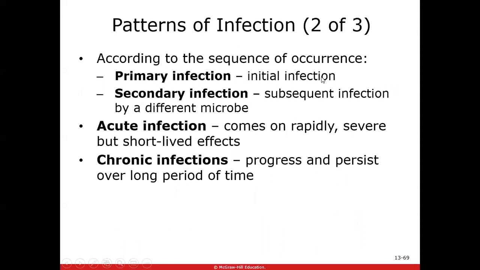So according to the sequence of occurrence, the pattern of infection can be identified. Primary infection is the initial infection. This is what first started it all. Secondary infection is a subsequent infection by a different microbe. So one microorganism causes a certain sickness, and then because your immune system is compromised, or because that one caused a certain amount of damage, a second one was able to attack and attach. That's primary and secondary infection.